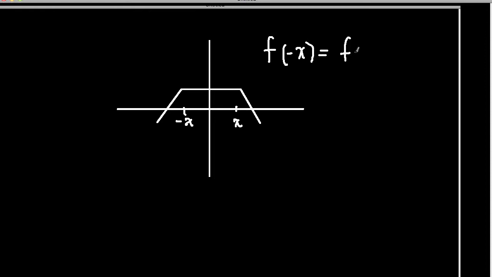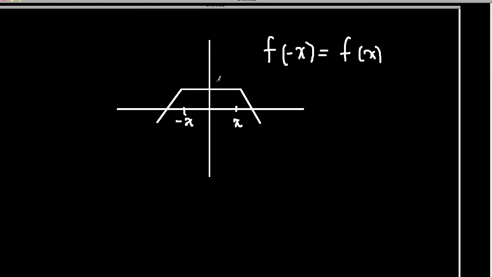Now, if we have a function and the function has the same values on the left side of the axis, let's say it has a mirror image on the left side, like this, so that if this is x, and this is negative x over here, then f of x and f of negative x are the same, so that f of x equals f of negative x. Then we say the function is even.